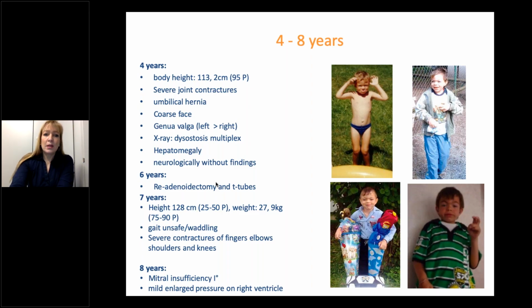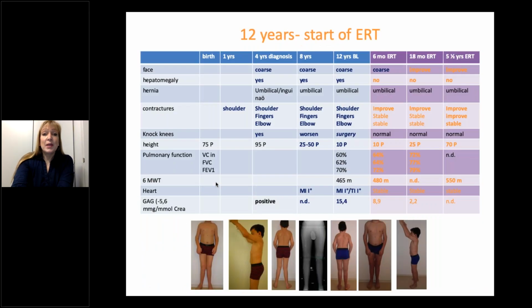He had a continuous progression of the joint contractures. He had hernia, the cause phase. He had hepatomegaly all of a sudden. He also had, at the age of 8 years, heart involvement, so progressive disease. And here you see the overview of this patient from birth to 12 years of age when he started treatment, and you see the last blue box as the time before he started the treatment, and then 6 months, 18 months, and 5.5 years on treatment.